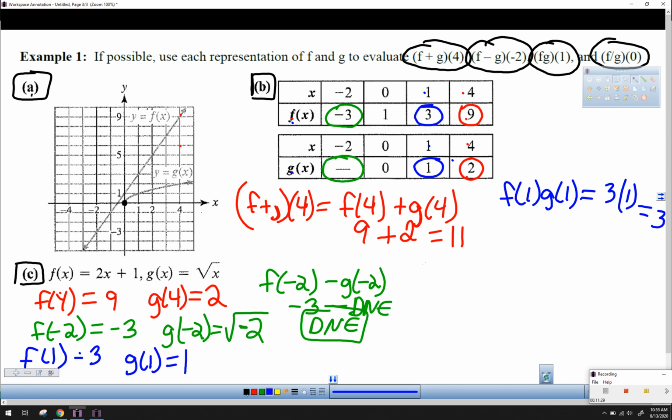And then finally, for the last one, f divided by g of 0 would simply be f of 0 divided by g of 0. So let's look at it from a graphical standpoint. f at 0 is at 1. g of 0 is at 0. Oh, wait, that does not exist because 1 divided by 0 does not exist. Let's look at it from a numerical standpoint. f of 0 is given, it's 1. g of 0 is given, it's 0. But just because we got numbers, again, you can't divide by 0. And so, again, even if you did it symbolically, you still get 1 over 0, and it does not exist because you cannot divide by 0.